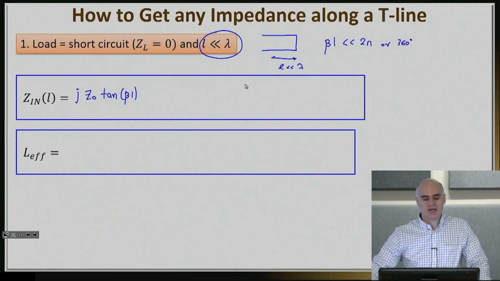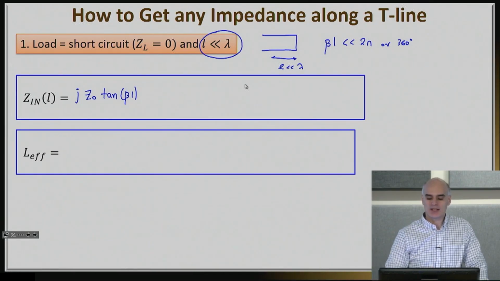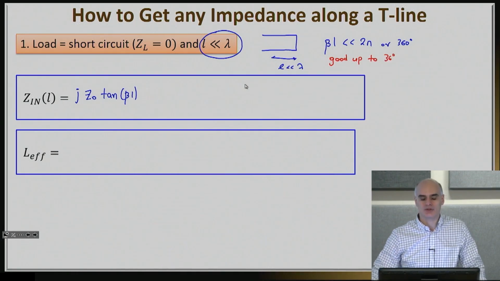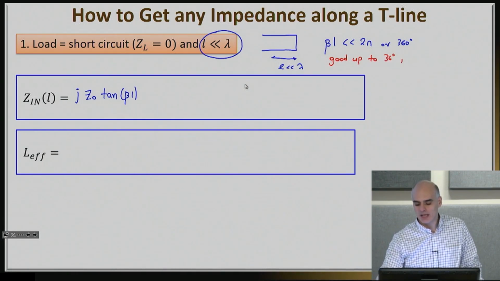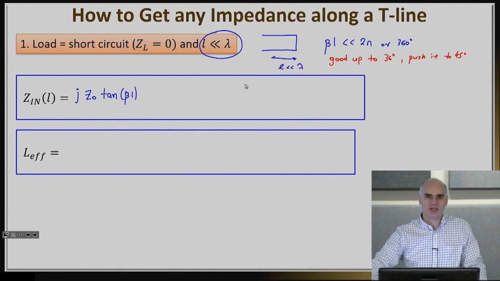Well, much less is really up to you, to make the approximation we'll make in a second as accurate as possible. But I will say typically this approximation is quite good up to, let's say, 1/10 of that. So maybe up to 36 degrees or so. And maybe you can push it up to 45 degrees maximum. After that, really, the approximation starts becoming not very accurate.